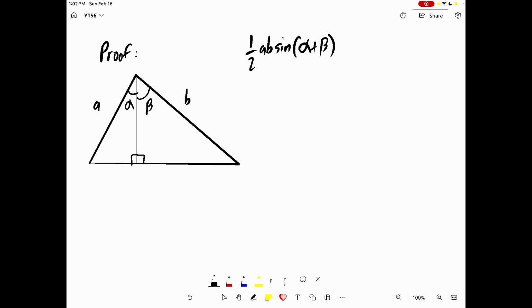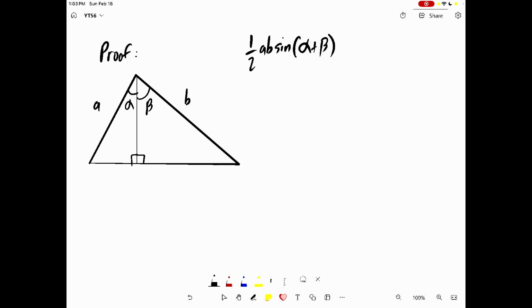Now, this is a formula you can use, and if you think about it, if alpha plus beta is equal to 90 degrees, they're at a right angle, and those are the two perpendicular sides that are used for regular right triangles. So, this is a more generalized formula for triangle areas. Then what we've got to do is look at the areas of the two smaller triangles.